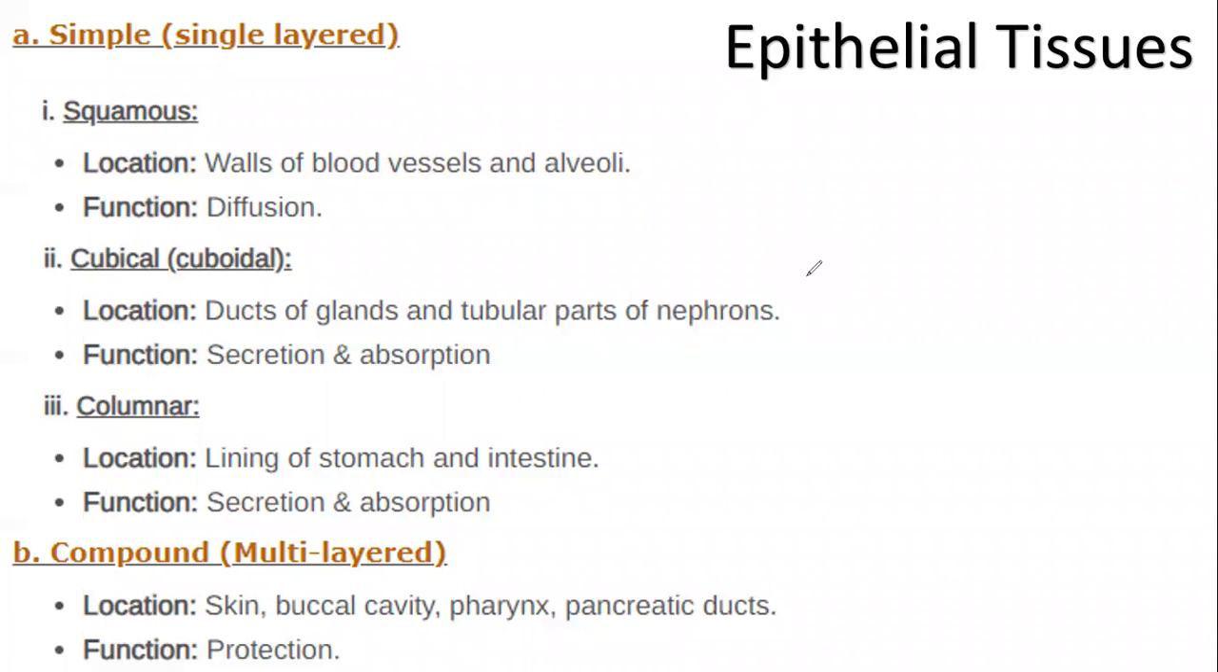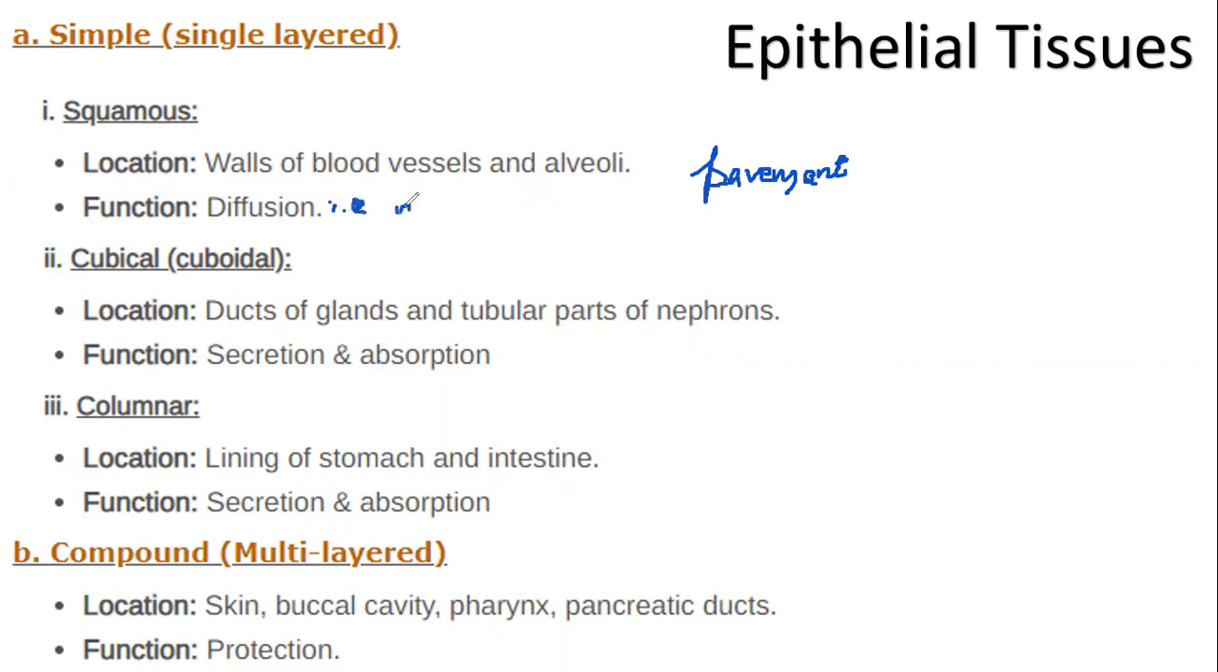Okay, everyone. So this squamous epithelium, it's also known as what? The squamous epithelium, as we have discussed in the detailed lecture, is also known as pavement epithelium. It is made up of a single thin layer of flat cells, and they have irregular boundaries, right? As we have discussed, their location is in the walls of blood vessels and alveoli, and their function is diffusion, that is the gaseous exchange.